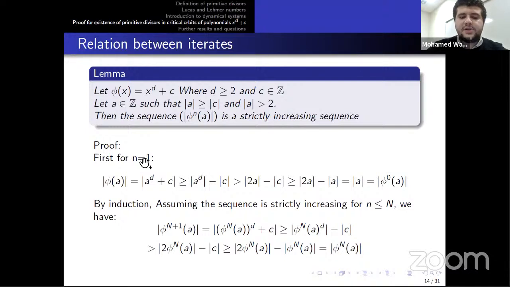For the proof, for n equal to 1, we can see that the absolute value of phi of a is greater than the absolute value of phi 0 of a, as follows. The absolute value of a to the power d plus c is at least the absolute value of a to the power d minus the absolute value of c, by the triangular inequality. Because the absolute value of a is greater than 2, a to the power d minus 1 we can take to be 2. And since the absolute value of a is greater than or equal to the absolute value of c, this is greater than or equal to 2 times the absolute value of a minus the absolute value of a, and this is equal to the absolute value of a, which is phi 0 of a. So it is increasing at n equal to 1, and here there is a strict inequality. By induction, we can do the same for phi n plus 1 and phi n, and again we see a strict inequality here.